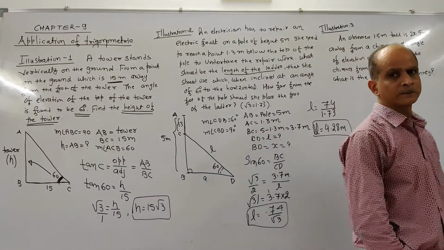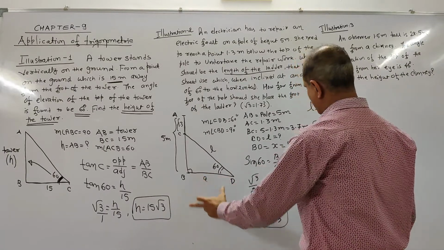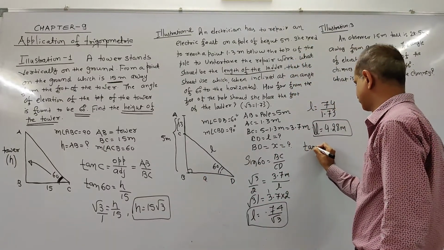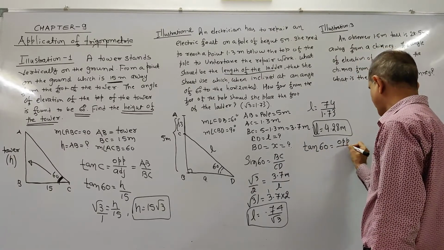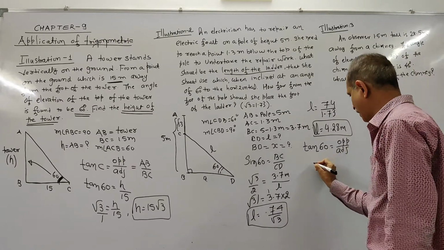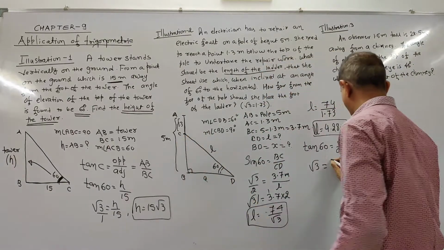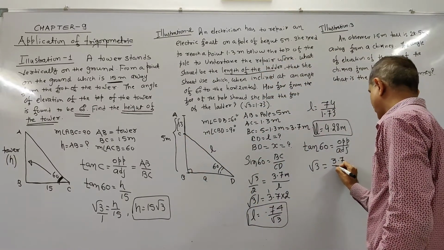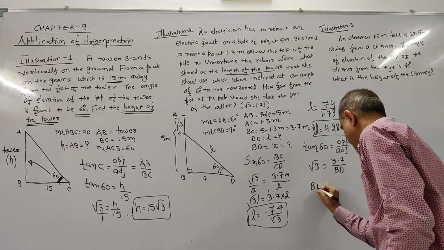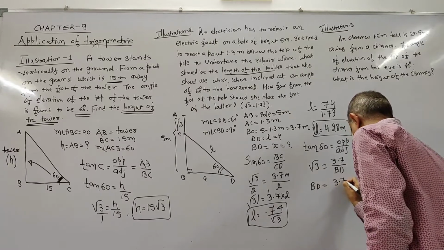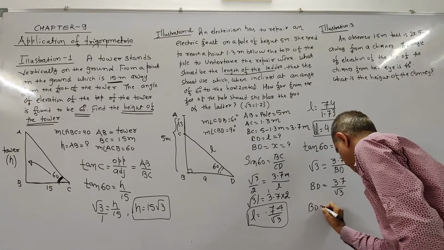Now in this example, the other question is the distance BD. So here you can use tan 60. Tan 60 means opposite upon adjacent. Tan 60 means root 3. Opposite side means again you get 3.7, and adjacent side means BD. So BD is equal to 3.7 upon root 3. Put the value of root 3.